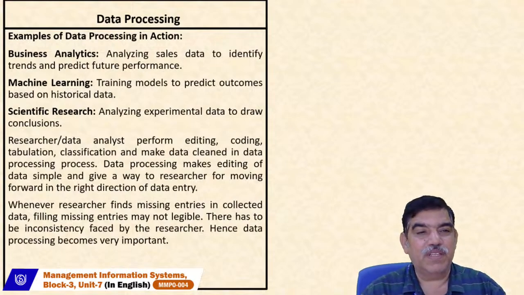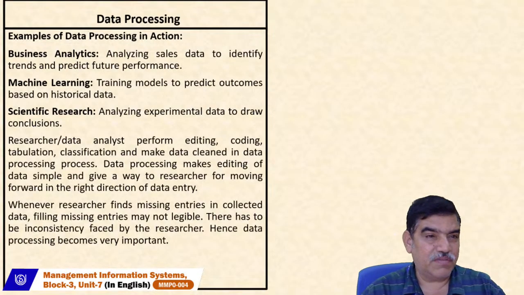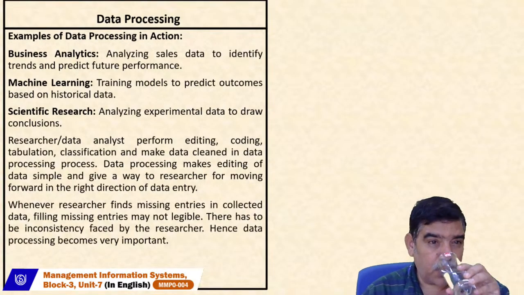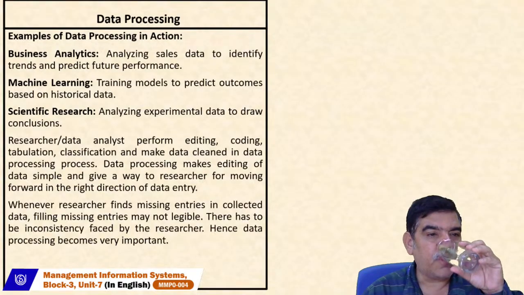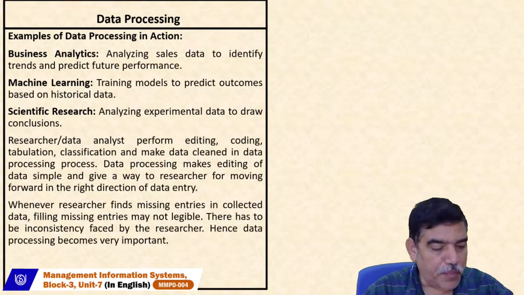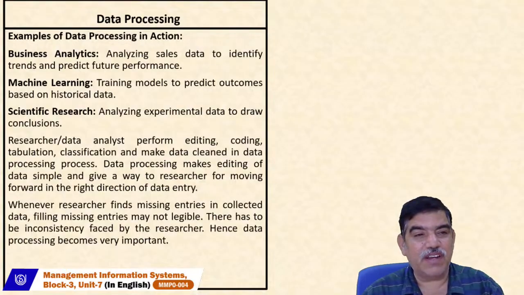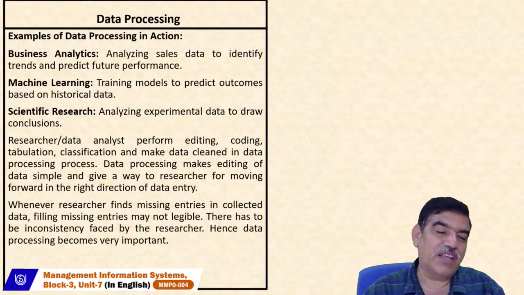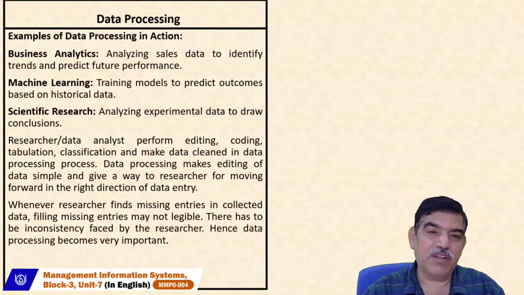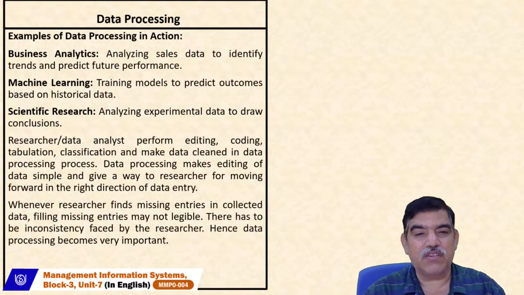Then we discuss business analytics, machine learning, scientific research. Anyway, as we discussed, there are four types of business analytics for the analytical process: descriptive, diagnostic, predictive, and prescriptive. Analyzing sales data to identify trends and predict future performance, we need the business analytical process. Machine learning: training models to predict outcomes based on historical data. And scientific research: analyzing experimental data to draw conclusions. These are known as examples of data processing in action.